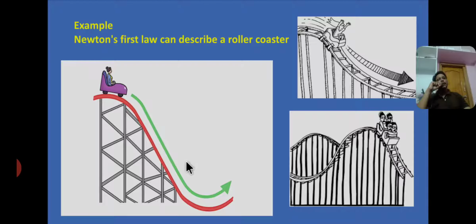To maintain constant speed and safe traveling, the concept of inertia is very important to design the path of a roller coaster. To design these structures, inertia has to be considered. So it is very important for the design of civil structures.